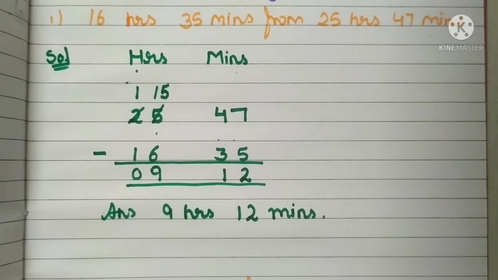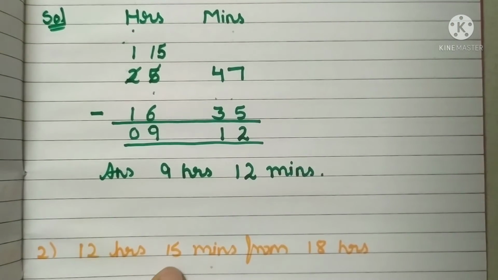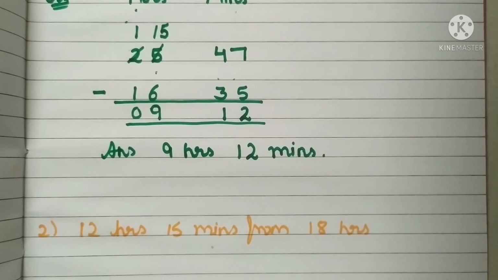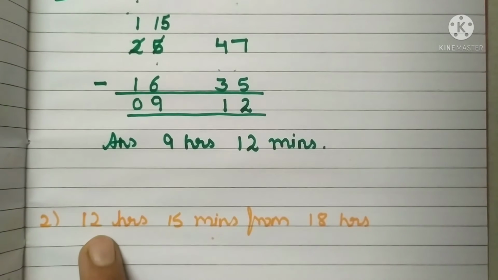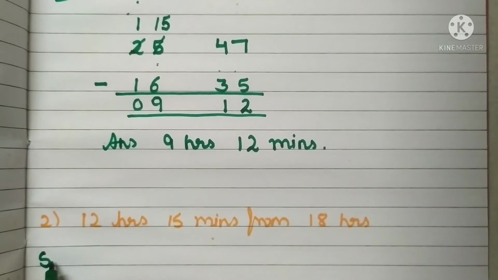Now come to the next question. 12 hours 15 minutes from 18 hours. अब हमने यहाँ पे करना है. So in this 12 hours is a small number and 18 hours is the bigger one. So again just write down solution.